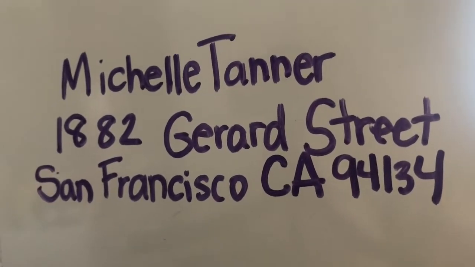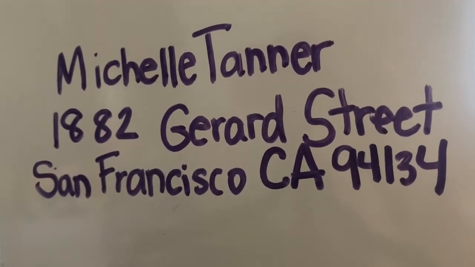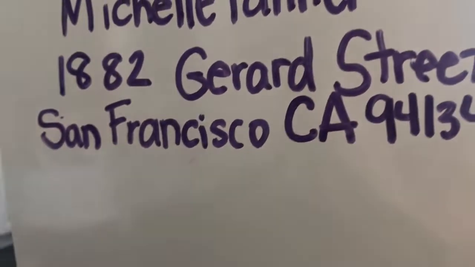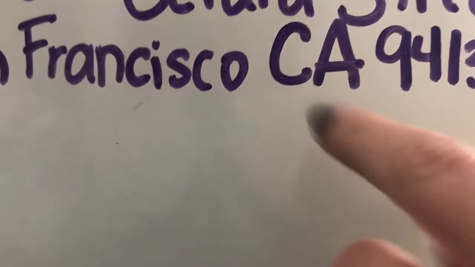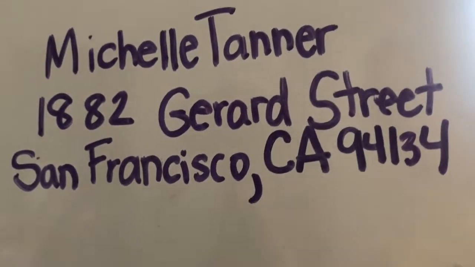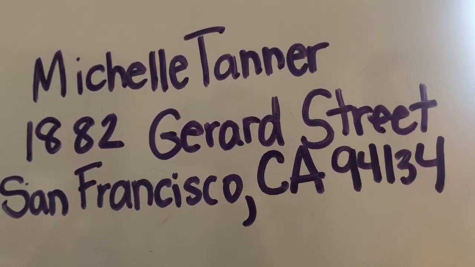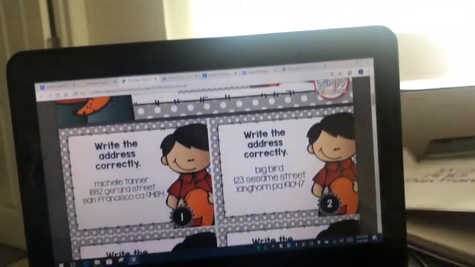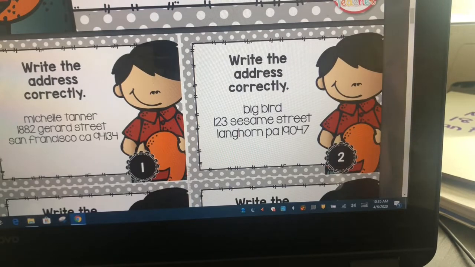Now we are missing our comma. Does anybody know where the comma goes? If you said between Francisco and California, you are correct because it's separating the city and the state, San Francisco, California. Perfect. Go ahead and look at the second task card. Let's see if you can do that one on your own.